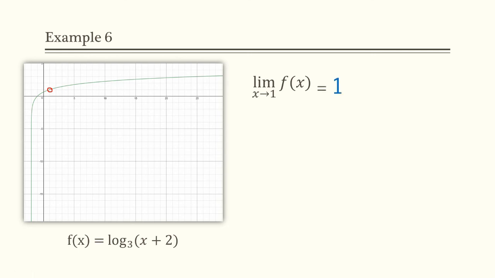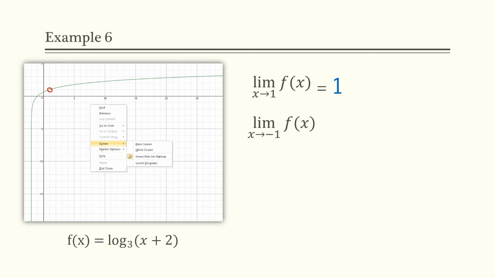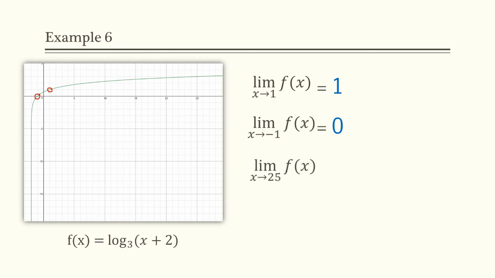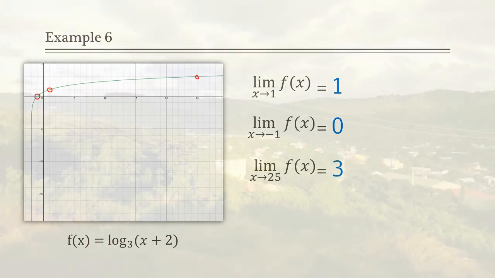Next, the limit of the function as x approaches negative 1. Again, we just have to follow the function, and here. So the limit of the function as x approaches negative 1 must be 0. Next, the limit of the function as x approaches 25. We just again have to follow the function. As we can see, we're approaching this area right here. So the limit of the function as x approaches 25 from both sides is 3.